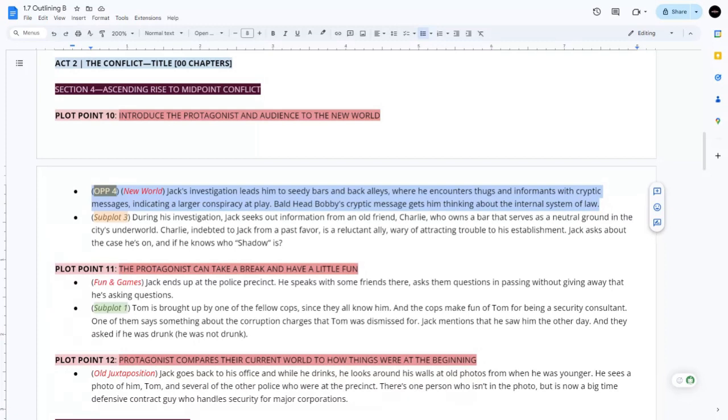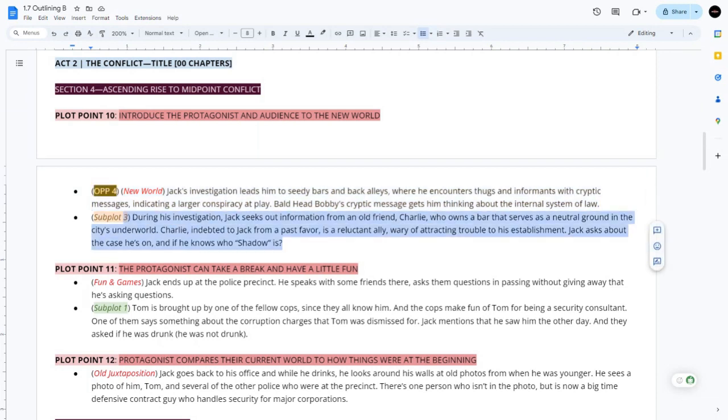During the investigation, Jack seeks out information from Charlie. Now, originally, this subplot began in plot point five. But I also add a little element where Jack asks about the case he's on and if he knows who Shadow is. He doesn't. Okay, so let's keep going.